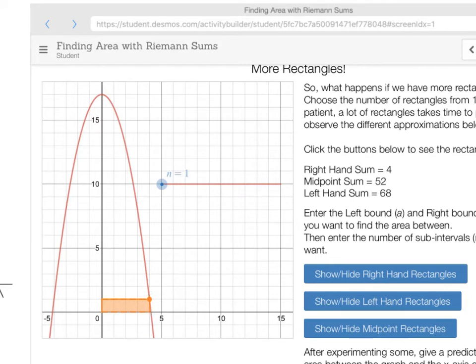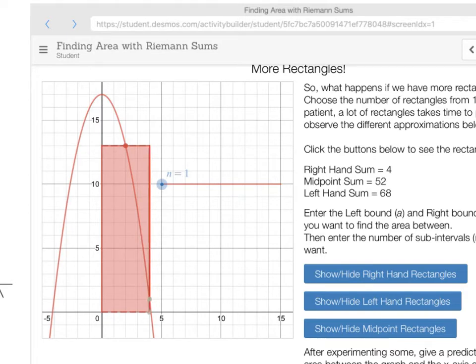Well, if we had one rectangle, that's a pretty bad estimation, all right? We could do the right-hand rectangle. There it is. We could do the left-hand rectangle. That would be an overestimate there. We could choose the midpoint. But one rectangle sure doesn't do us very good there, all right?